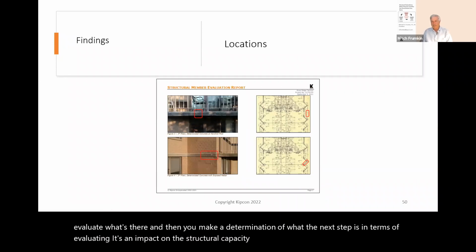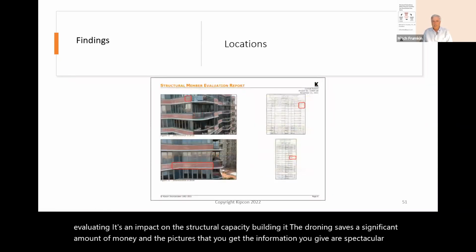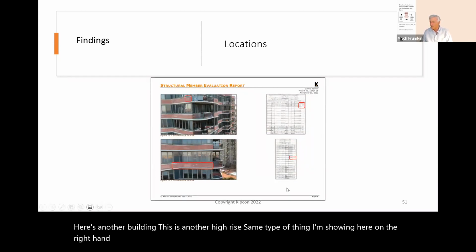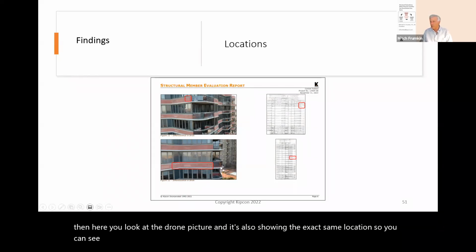The droning saves a significant amount of money, and the pictures that you get and the information you get are spectacular, as you can see here. Here's another building. This is another high-rise, same type of thing. I'm showing here on the right-hand side the elevation of the building, and it's circled in red, the exact locations. And then here you look at the drone picture, and it's also showing the exact same location, so you can see exactly and identify the conditions in these locations.